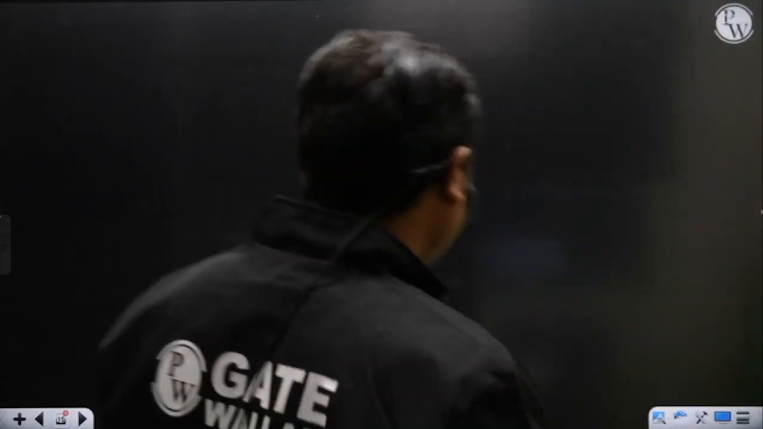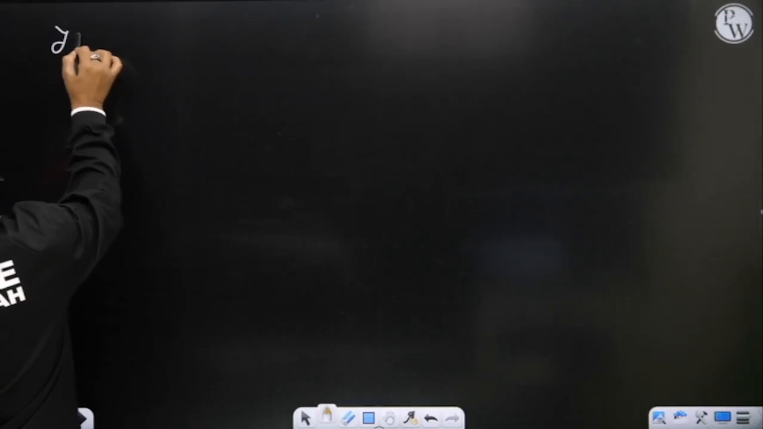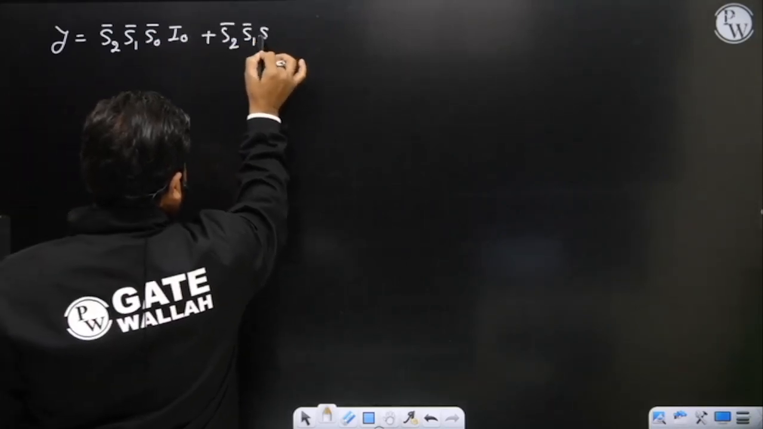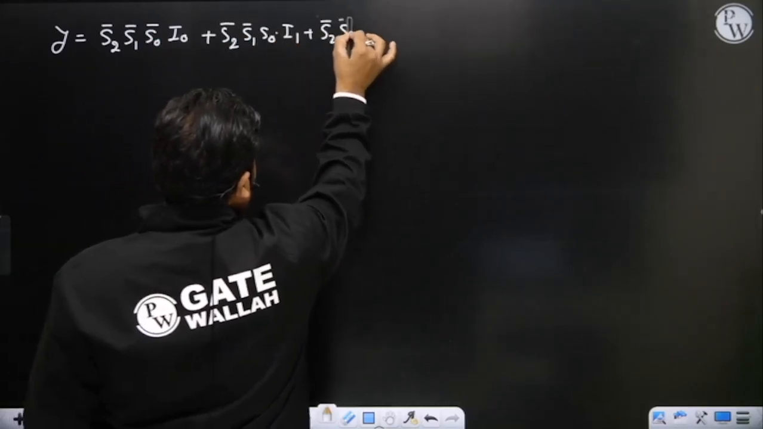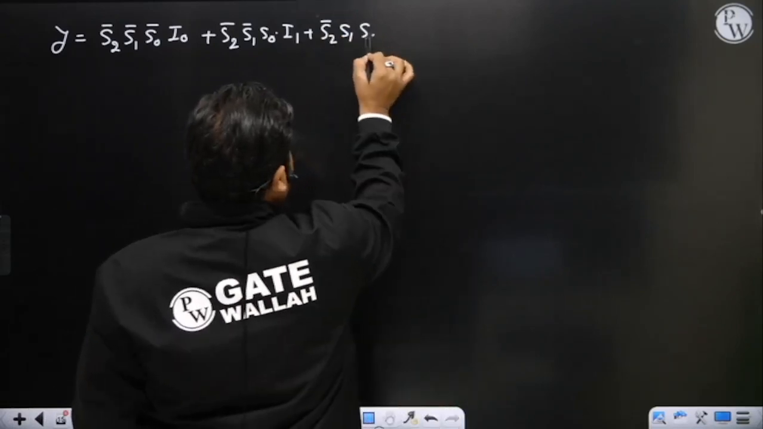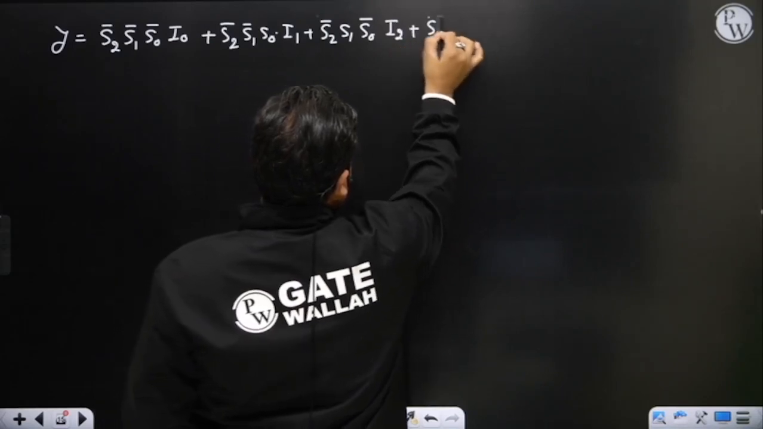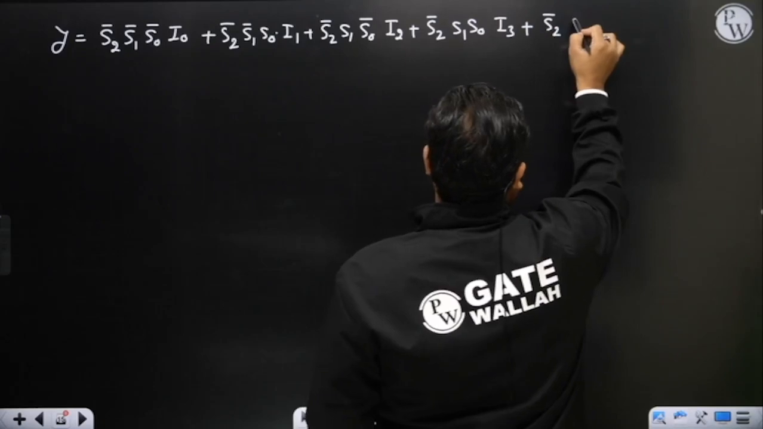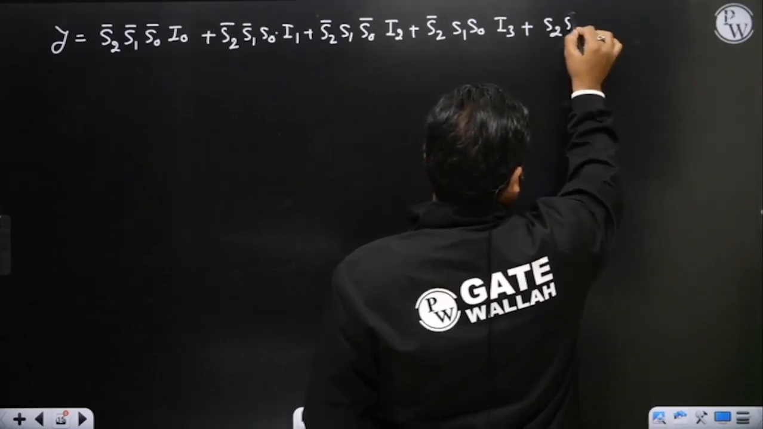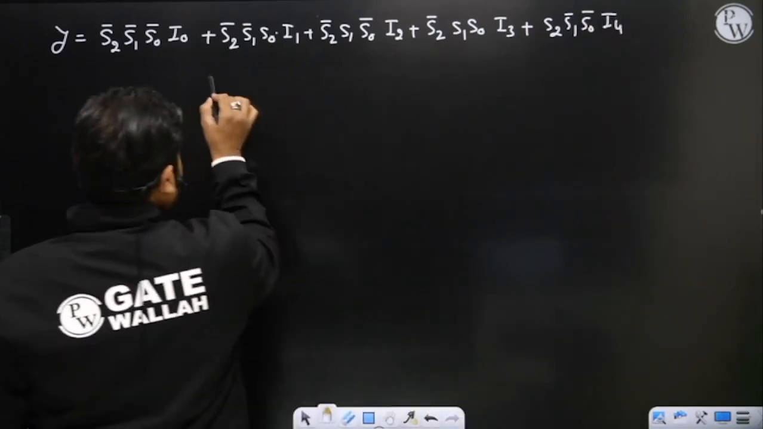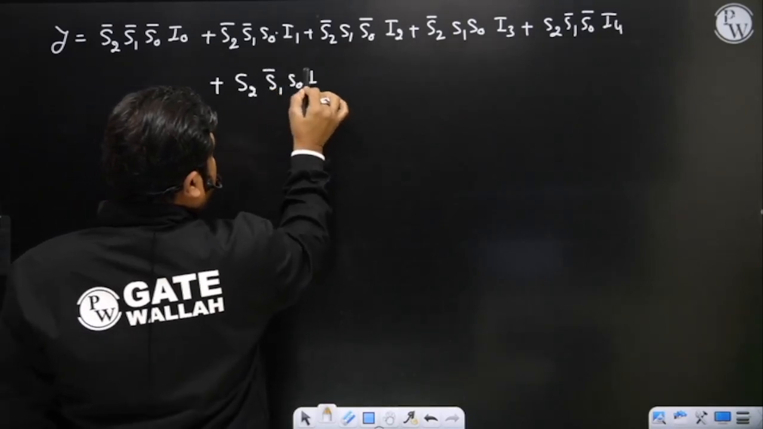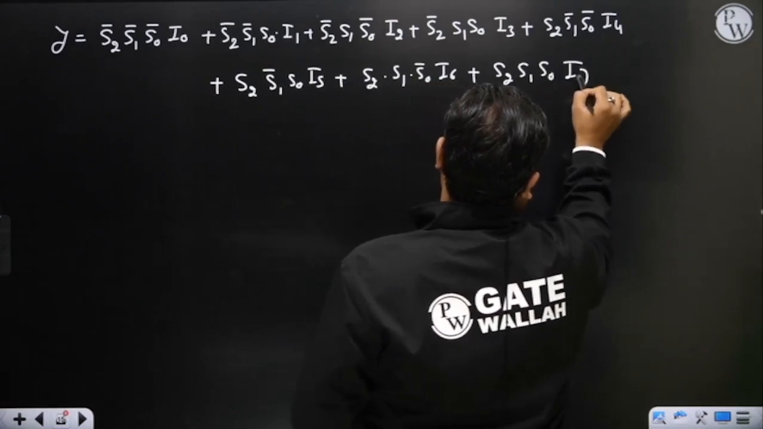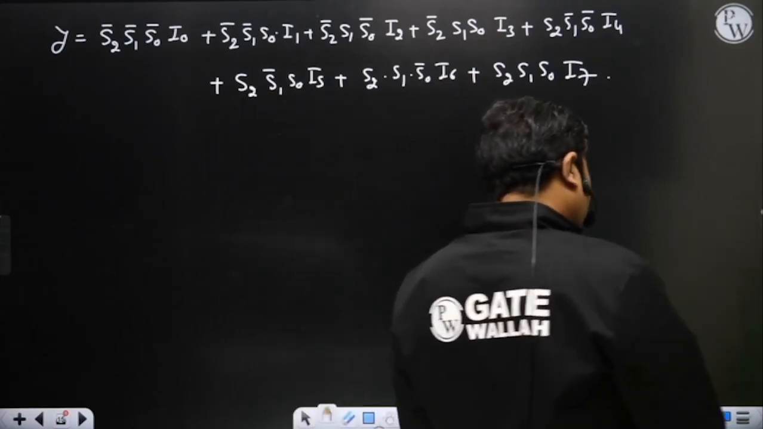Now please see, we have the logical expression Y is equal to S2 complement S1 complement S0 complement I0 plus S2 complement S1 complement S0 I1 plus S2 complement S1 S0 complement I2 plus S2 complement S1 S0 I3 plus S2 S1 complement S0 complement I4 plus S2 S1 complement S0 I5 plus S2 S1 S0 complement I6 plus S2 S1 S0 I7. So this is the minimized logical expression that we are obtaining from the truth table.